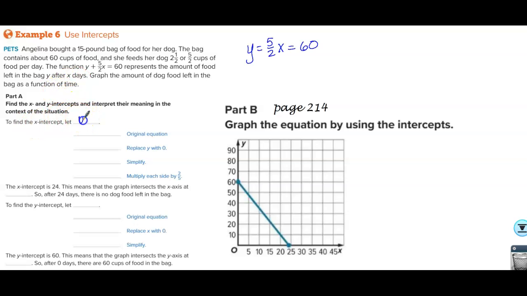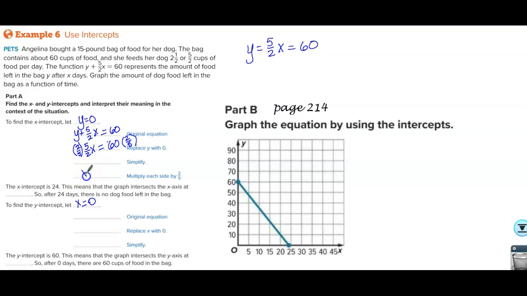But to find the x-intercept, let y equal 0. All right. To find the y-intercept, let x equal 0. Okay. So the original equation is y plus 5/2 x equals 60. If y is 0, then that's just 0, and we have 5/2 x equals 60. To get rid of 5/2, we multiply both sides by the reciprocal, and that would be 2/5. We just take that 5/2 and flip it over.